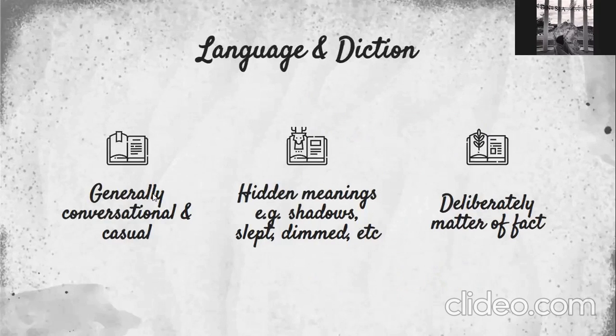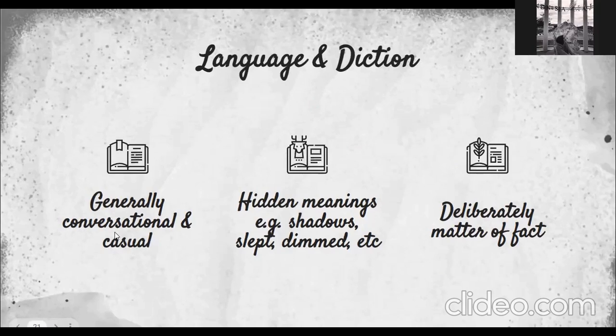And then we move to the language and diction, which will be presented by Rizki Amalia. Rizki Amalia, the time is yours. Okay, language and diction. The first is generally conversational and casual. The second is that there are hidden meanings throughout, for example shadows, slept, dimmed, etc. The third is that he is deliberately matter of fact about a tragic event for which he must.